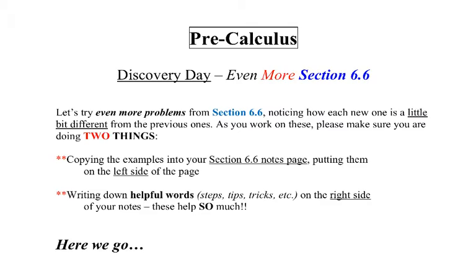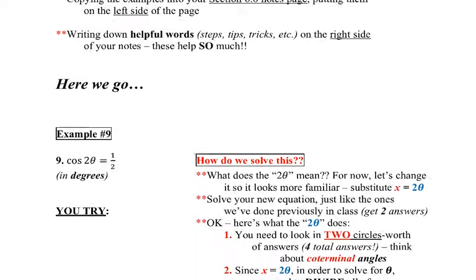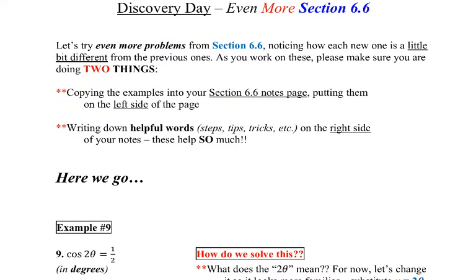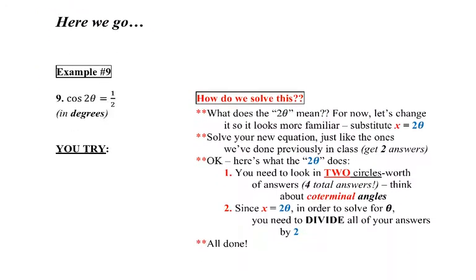Okay, for number 9 and 10, I'm going to open up a new document here, so hold on just a sec. Here we go. This is on the second Discovery Day sheet, getting into 9 and 10. And again, just like you've been doing so well, folks, do write down the examples really clearly with the steps and then some helpful hints or words on the right-hand side. Here we go. Number 9 and 10.